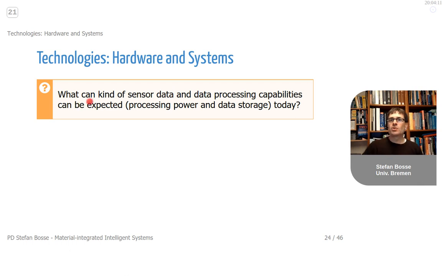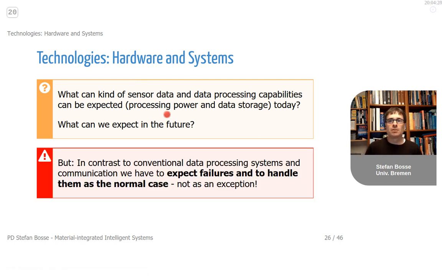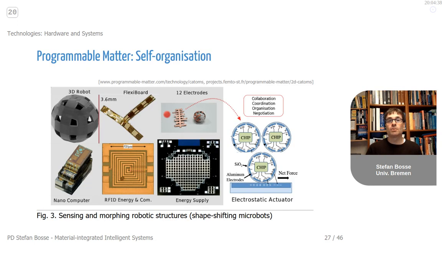What kind of sensor data and data processing capabilities can be expected? Processing power, data storage. Today, what can be expected in the future. Maybe we can extrapolate that. So the hardware and systems are given here in my talk, but in contrast to conventional data processing systems and communication, we have to expect failures and to handle them as the normal case, not as an exception.